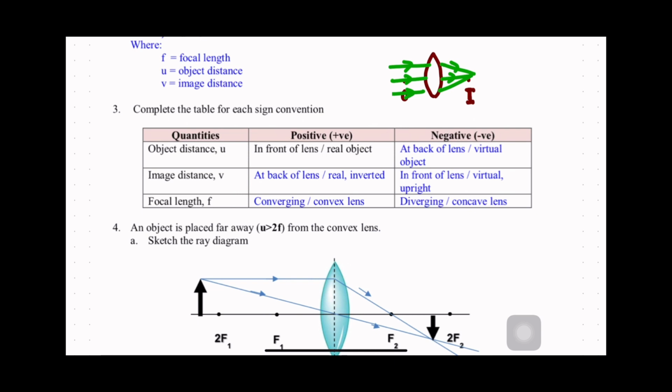Okay, focal length f kalau positif means dia adalah converging lens. Okay, so convex lens lah. And then kalau focal length f negative, dia adalah diverging lens. Diverging lens means dia adalah concave lens.